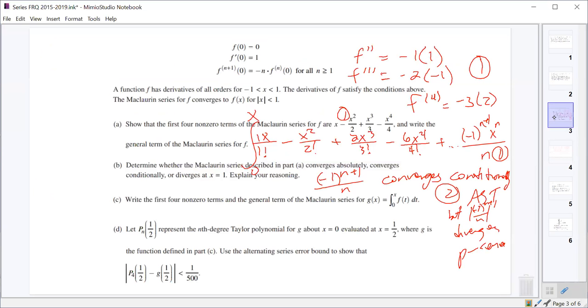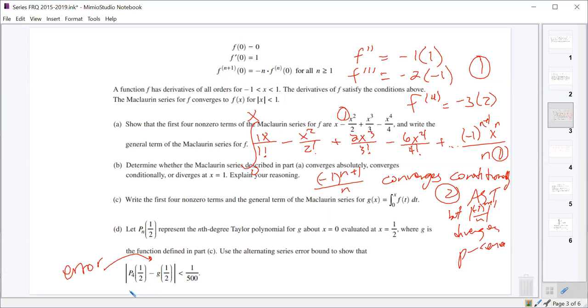Something about error, I think, right? Yeah, so p sub n at 1/2 is the nth degree Taylor polynomial at x equal to 1/2. G is the function that we've defined in part C. And so we want to use an alternating series error bound to show that the fourth degree Taylor polynomial at 1/2 minus the true value, so this piece right here is our error. Effectively, we want to show that our error is less than 1/500.